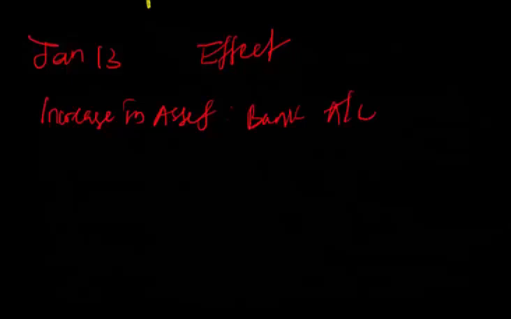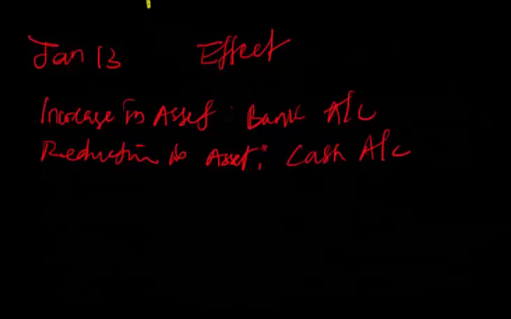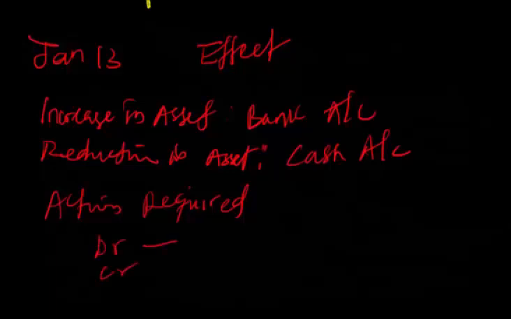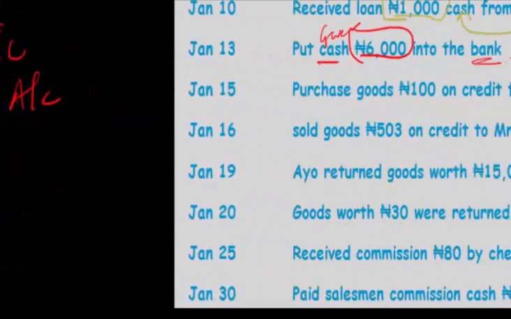We're going to have a reduction in assets. That's because we will not have enough physical cash. So our cash account is going to be reduced. So action required, debit, credit. So cash is given to bank, so bank is receiving and cash is given.